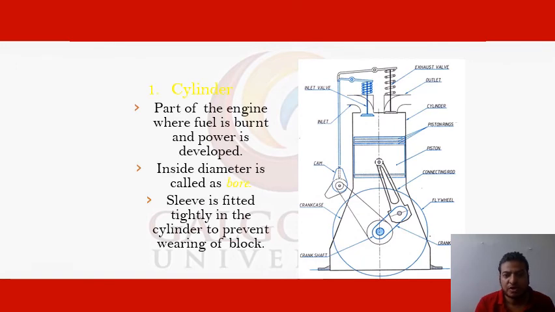The part of the engine where fuel is burnt and power is developed is known as the cylinder. The inside diameter of the cylinder is called the bore. Sometimes it is written as bore diameter in several numericals. A sleeve is fitted tightly in the cylinder to prevent wearing of the blocks.